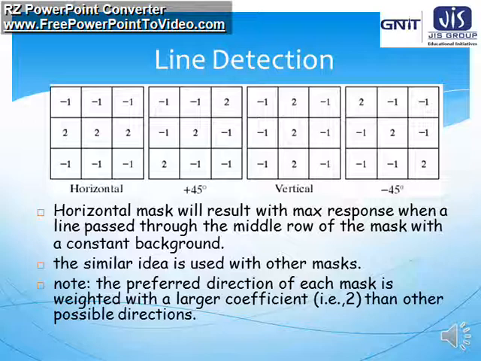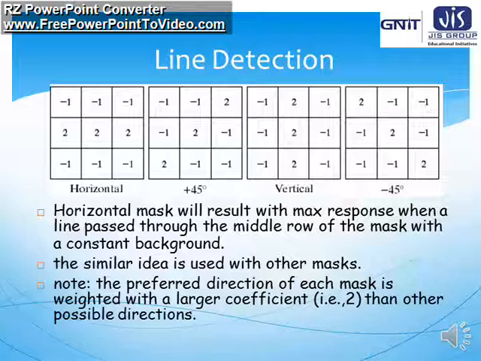Here the horizontal mask will result in maximum response when a line passes through the middle row of the mask with a constant background value. The similar idea is used with other masks also. That means the vertical mask will give the maximum response when a line passes through the middle column of the mask with a constant background.